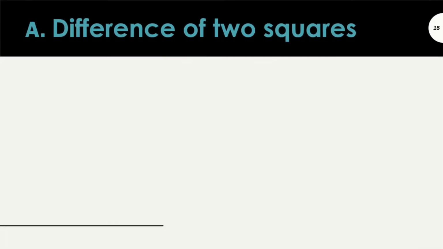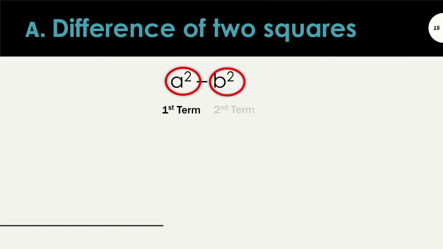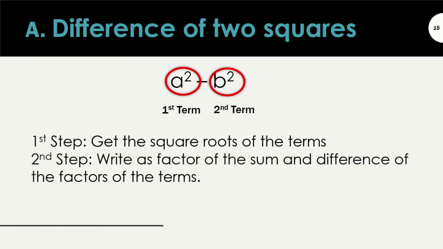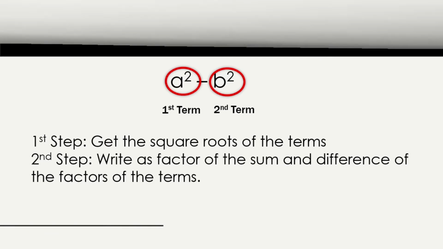Now, let's have an example for difference of two squares. So, let's say we have the polynomial a squared minus b squared, wherein a squared is our first term and b squared is our second term. Now, let's go to the steps in factoring. So, first step is to get the square roots of the terms. And second step, we will write it as factors of the sum and difference of the factors of the terms.